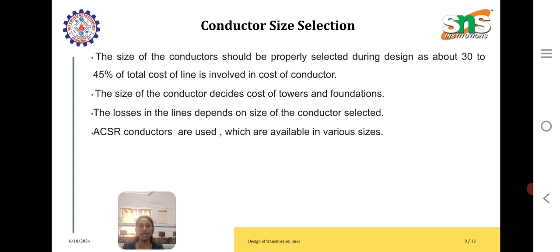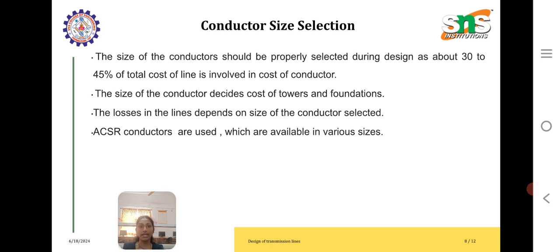So the size of the conductor should be properly selected during design, as about 30 to 45% of total cost in the line is involved in the cost of the conductor. For example, if you are going to choose copper wire, the wire is the main part of our transmission. So for either a long transmission or a short transmission, the choice of conductor is very important. So it plays 30 to 45% of our total budget.